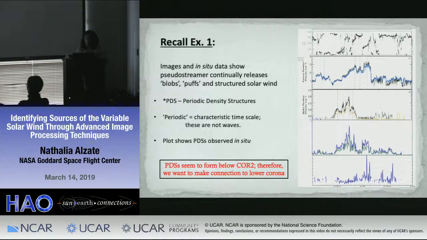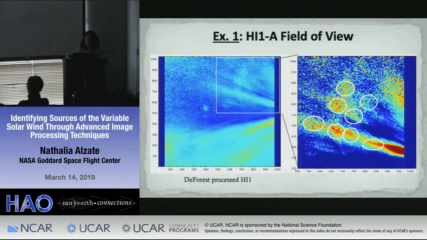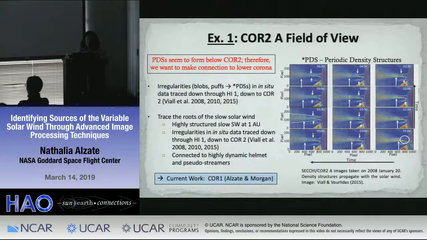From a lower portion. So eventually, I just put them up because this is the actual in situ data for these 10-day events. But she started in HI1. There was some kind of differencing that she did. These are the density enhancements, more or less, that she identified, and eventually made it down to COR2.